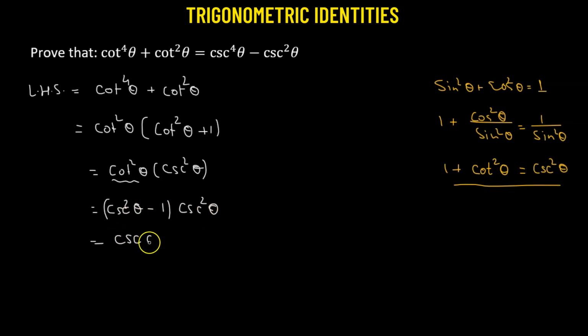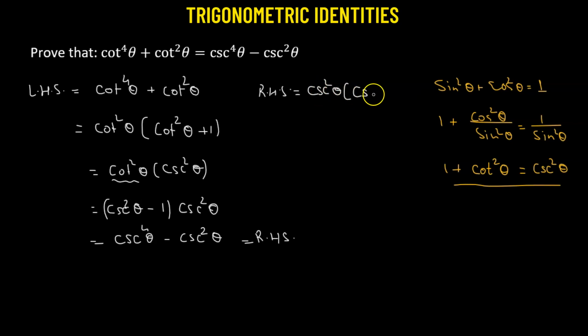So we have cosecant theta raised to the power of 4 minus cosecant squared theta, and this is going to be the expression on the right hand side. So we have proved this, and if we want to start from the right hand side, let's do that. We have cosecant theta raised to the power of 4 minus cosecant squared theta. So what we'll do, we'll take cosecant squared theta as the common factor.